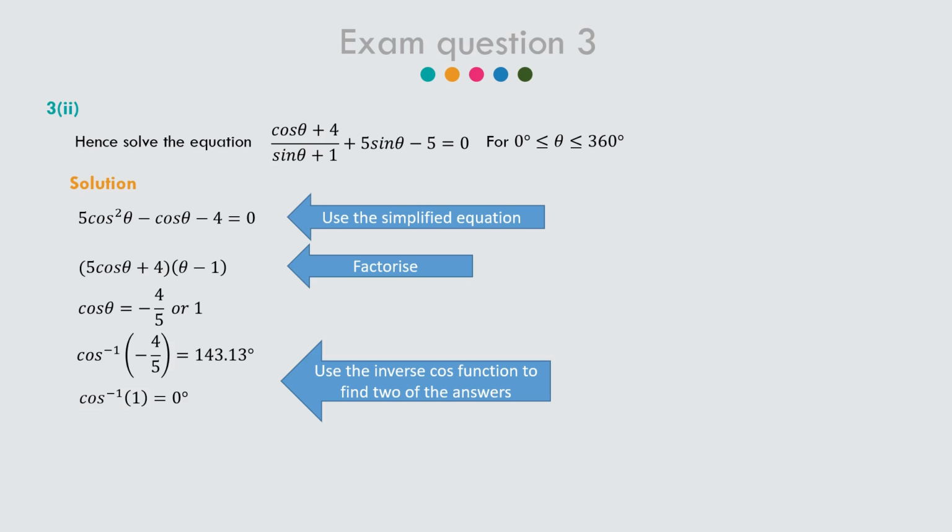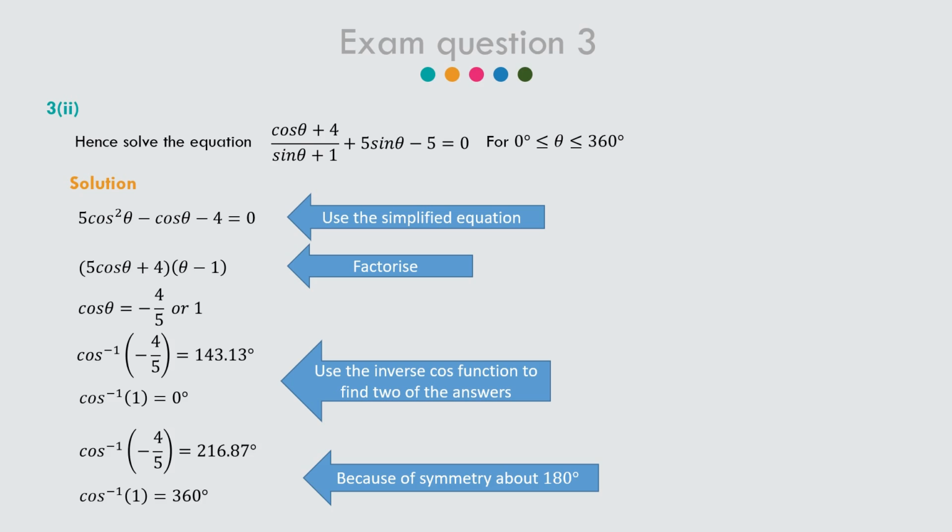Here you can see that the inverse cos of minus 4/5 gives us the answer 143.13 degrees, and the inverse of cos of 1 gives us the answer 0 degrees. Now we need to use our knowledge of cos to find the other answers. Here are the other two answers, 216.87 and 360 degrees. So our final answers are theta equals 0 degrees, or 143.13 degrees, or 216.87 degrees, or 360 degrees.